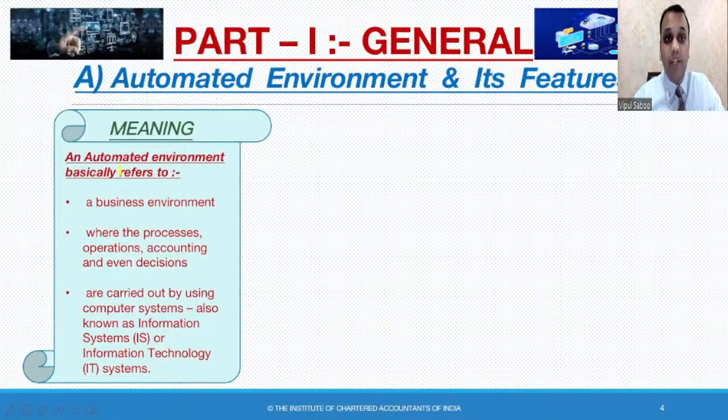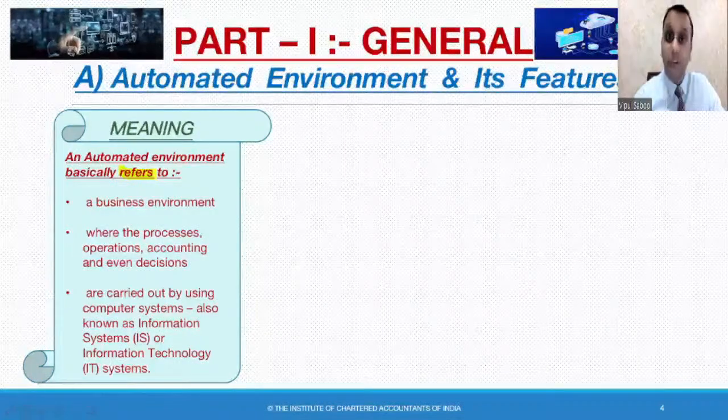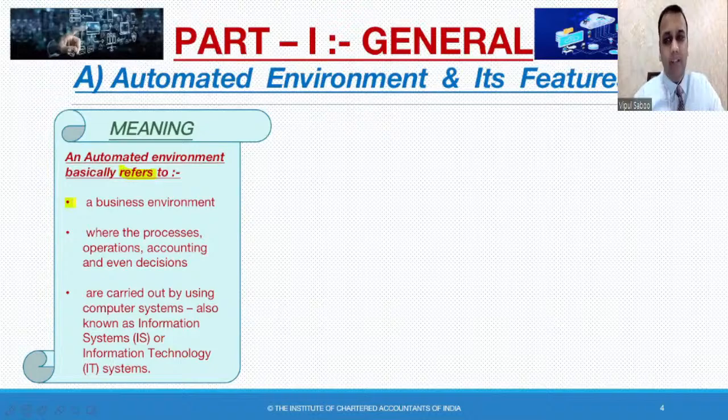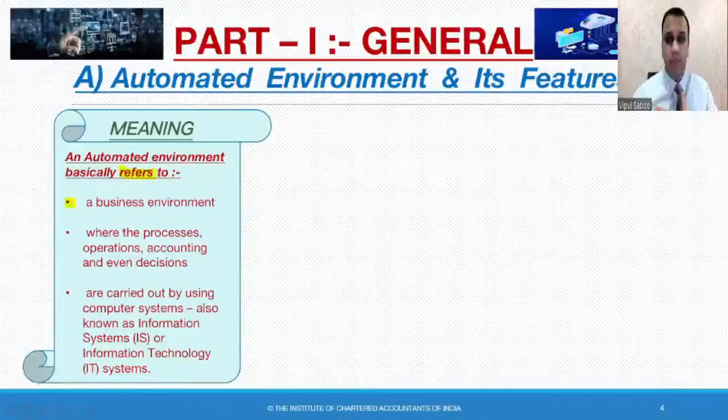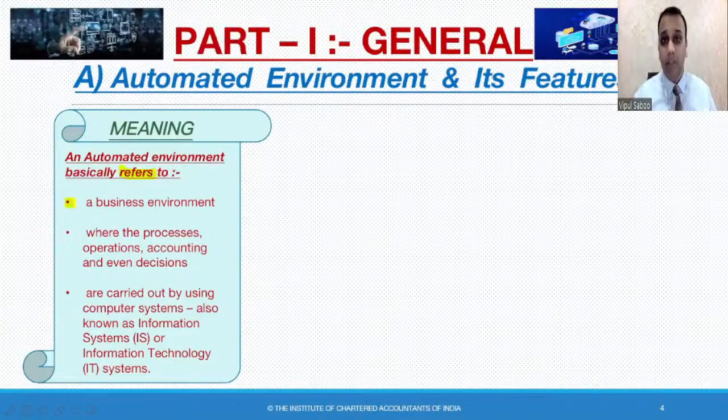An automated environment basically refers to a business environment. So what are we doing? We're not sitting in a park or enjoying in a park something else. We are talking about the environment. Environment, our subject is related to business. So we are talking about business environment. Okay. So here environment refers to business environment now.